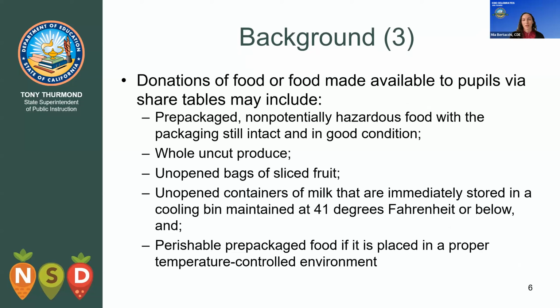Continuing with section 114079 of the California Health and Safety Code, regarding the types of food and beverages that may be donated or returned to share tables, donations of food or food made available through the share tables may consist of prepackaged, non-potentially hazardous food with packaging still intact and in good condition, whole uncut produce that complies with section 113992 before donation, unopened bags of sliced fruit, unopened containers of milk that are immediately stored in a cooling bin maintained at 41 degrees Fahrenheit or below, and perishable prepackaged food if placed in a proper temperature-controlled environment.